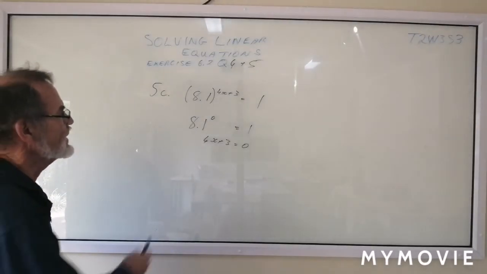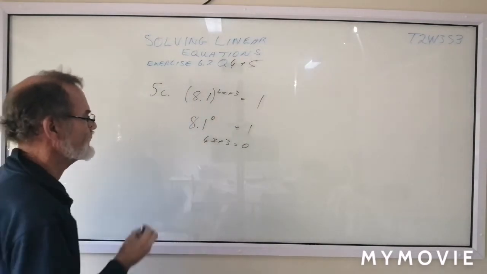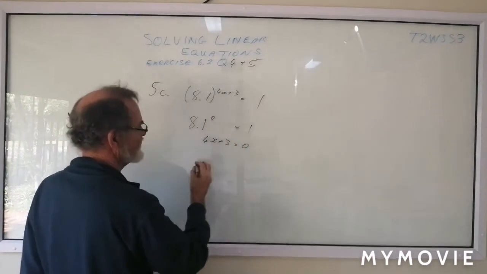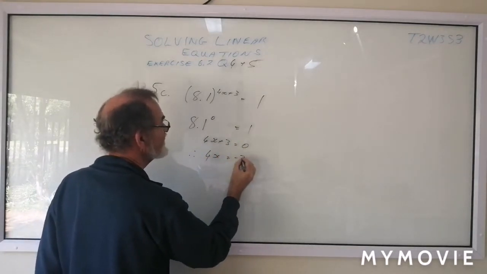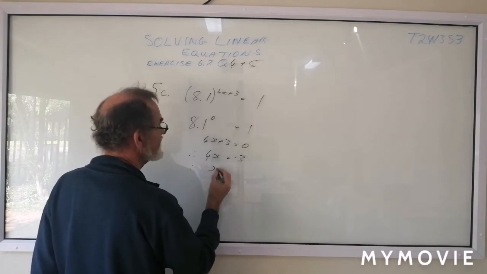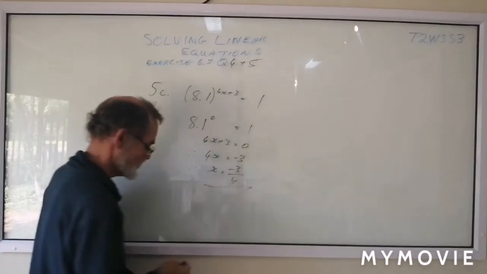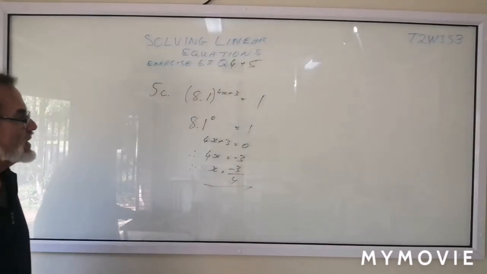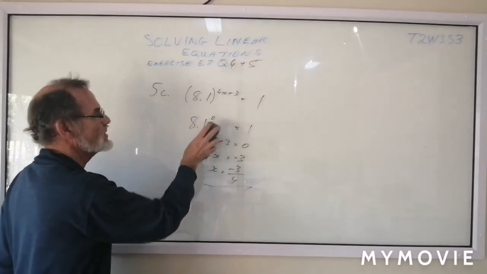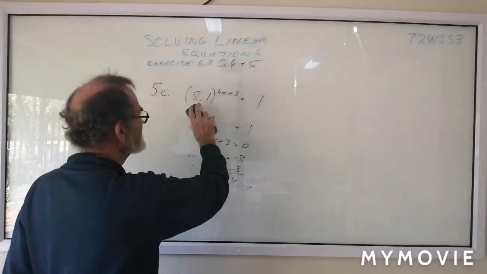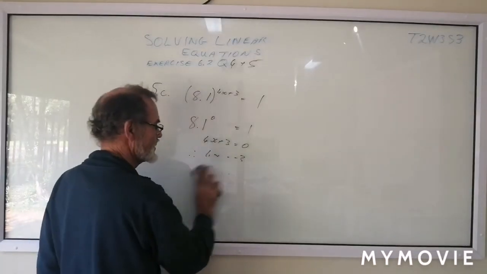Okay? So anything to the power 0 is equal to 1. And then we've got our linear equation, subtracting 3 from both sides. Therefore 4x is equal to minus 3, and therefore x is equal to minus 3/4. Here's your answer. This is a favorite of these. Doesn't matter what it is, if it's equal to 1, you've got an exponent that's to the power 0.